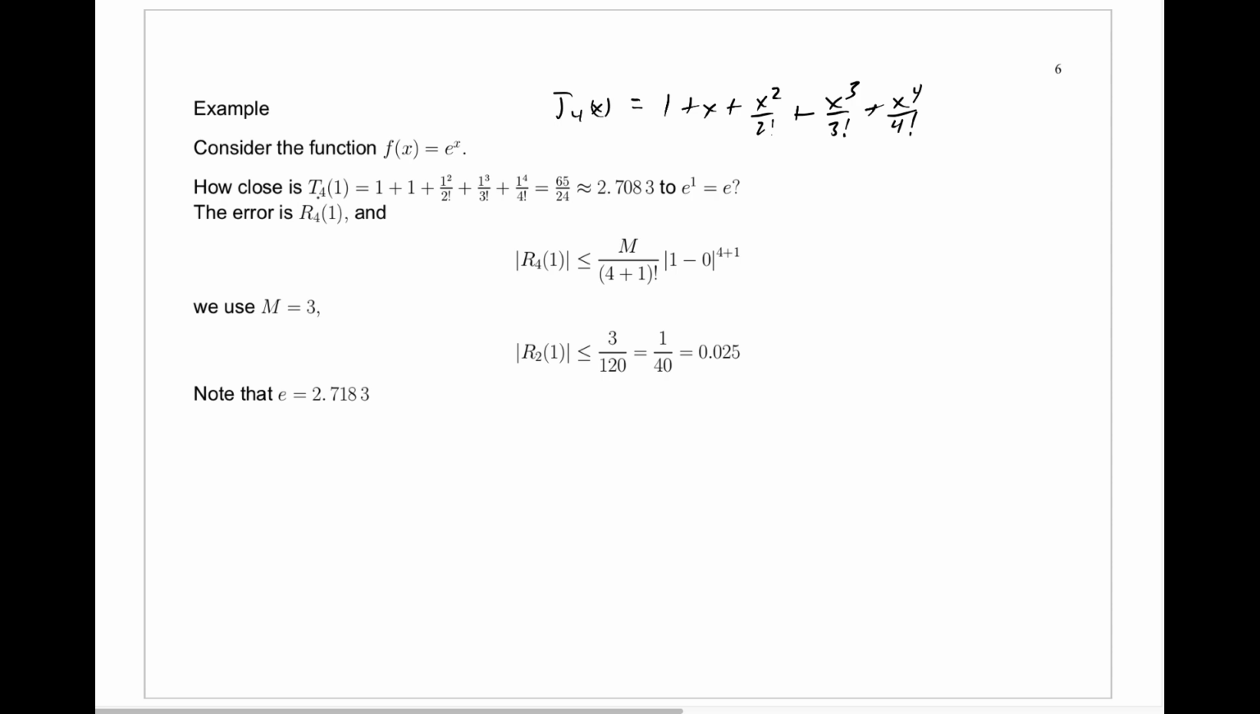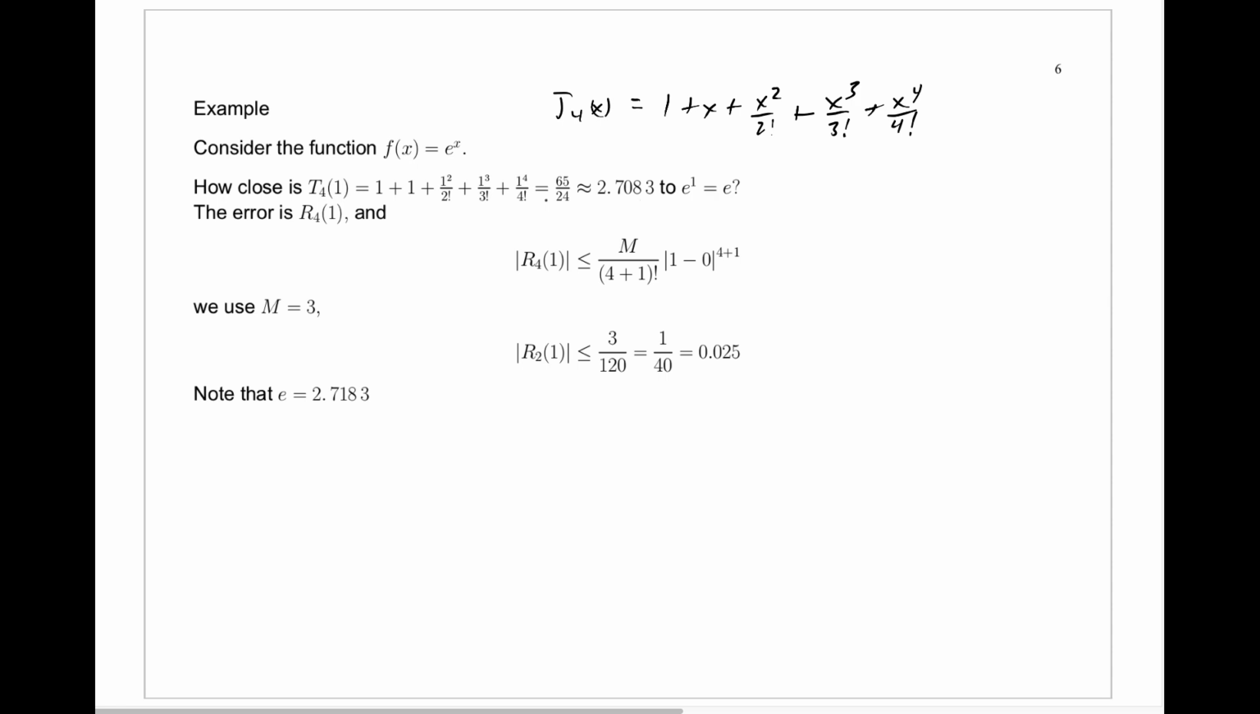One can easily compute T4 of 1 and see it's 1 plus 1 plus a half plus a sixth plus a 24th. That's easy to add together. You can probably do it in your head and you get 65/24, which you can compute as approximately 2.7083. In fact, it's exactly 2.70833333 with the 3's repeating, but we'll just use that as an approximation.